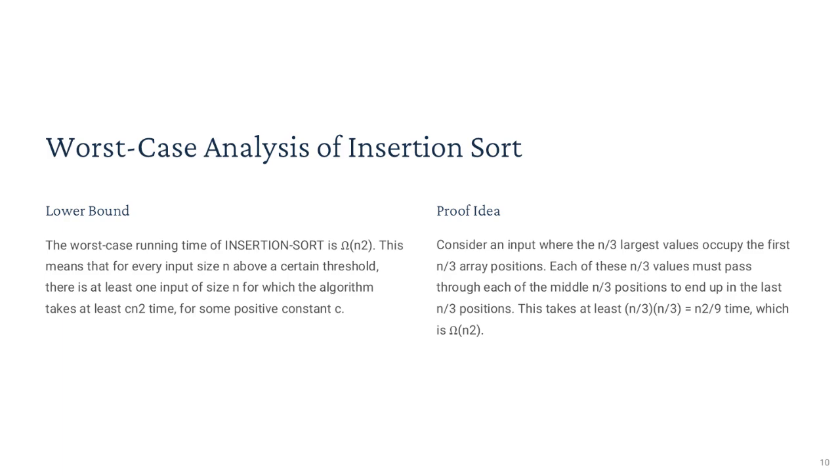For instance, if the largest n/3 elements are in the first n/3 positions, they must shift to the last n/3 positions, requiring at least n/3 times n/3 equals n squared/9 operations. This result highlights insertion sort's inefficiency in the worst case. While it performs well for small or nearly sorted inputs, its quadratic growth rate restricts scalability. Understanding such limitations is vital for selecting appropriate algorithms, especially when efficiency is a priority for handling large datasets.